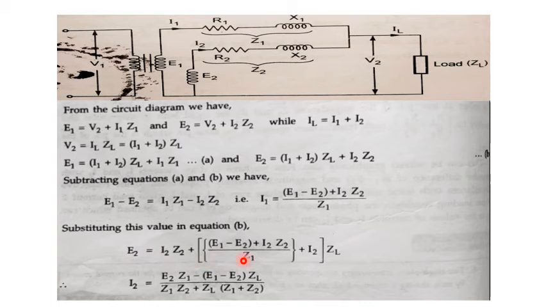Now from this E2, we write down the I2 current. How can we write the I2 current? Because on both sides you will get I2 as common, just take I2 outside. If you take I2 outside, then the equation becomes I2 equals E2 Z1 minus E1 minus E2 ZL, divided by Z1 Z2 plus ZL into Z1 plus Z2. So this is the I2 current. Now what about the I1 current?